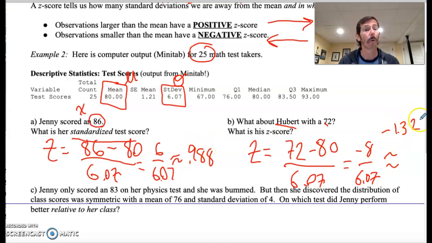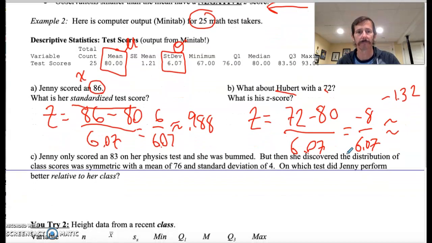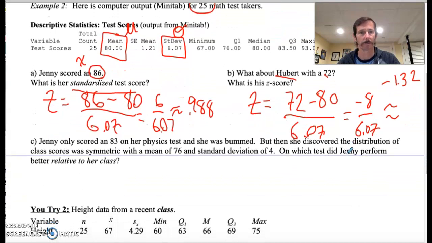So she's almost a deviation better than average. He is more than a deviation below average. He's closer to 1.5 deviations below average. And that puts their scores in easier terms to think about in terms of above or below in the standardized value. So this same individual, Jenny, has got an 83 on her physics test.